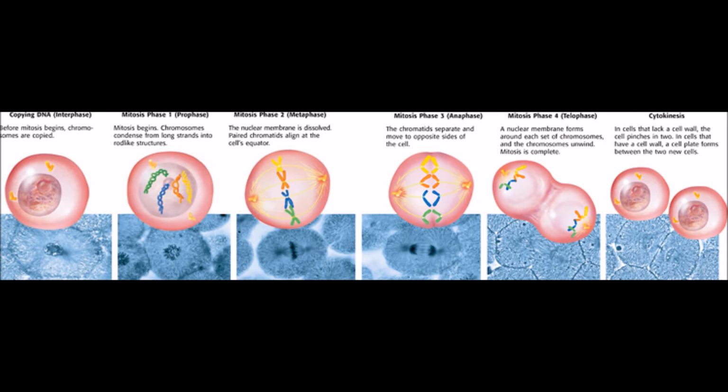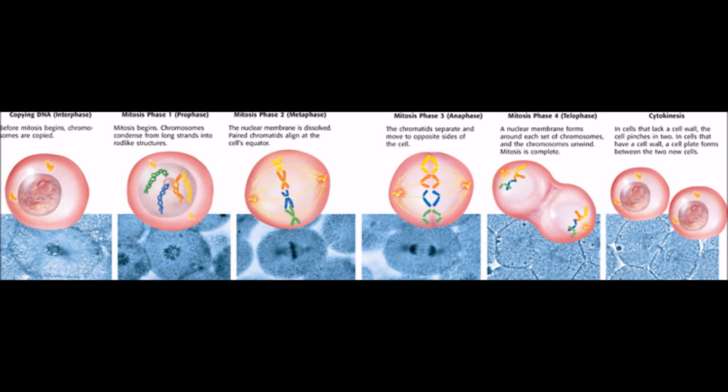The diagram in the book shows only 4 chromosomes to make it easier. There are usually many more. We will look at each stage. Stage 1. Interphase. Before mitosis can begin, chromosomes are copied. When a cell will divide, it starts by copying all of its chromosomes. This is a lot of work because there is so much DNA.